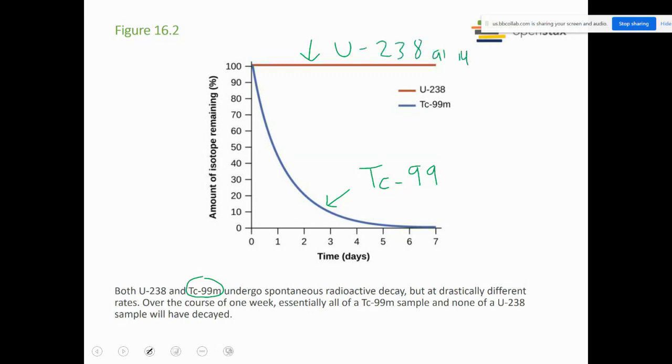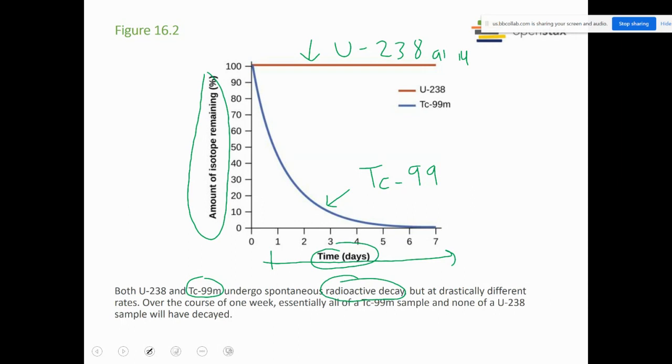238 AMU. If you look at the graph, this tells you the amount of isotope remaining and the time it takes, right? So this shows something called radioactive decay. How fast do uranium and technetium decay over time? Because time is on my x-axis. And what do you see? What does this tell you?